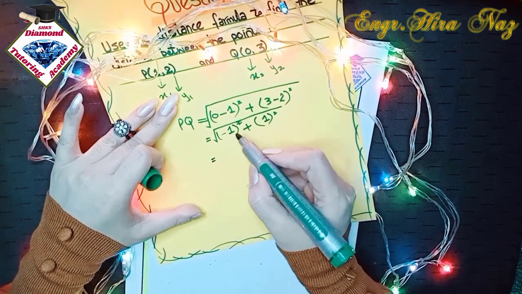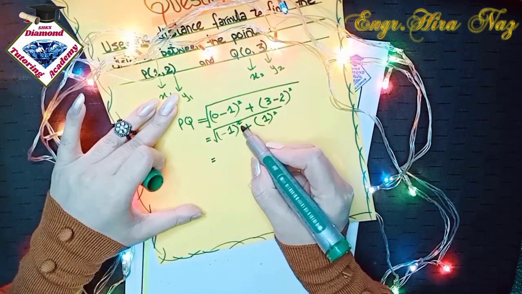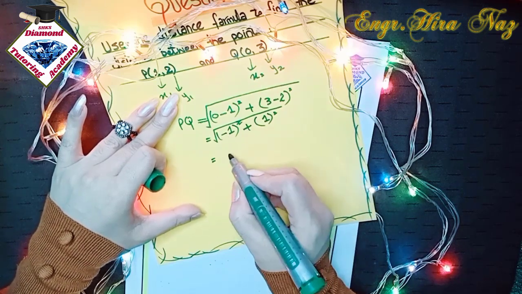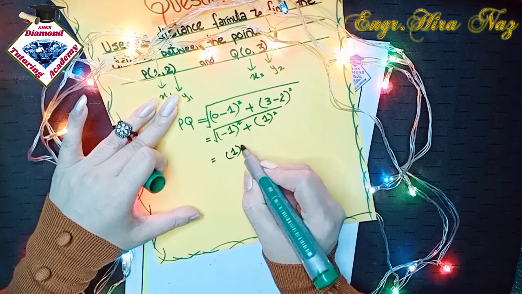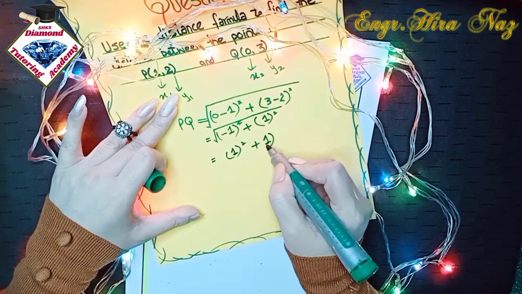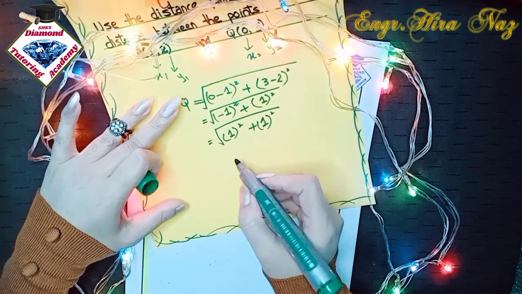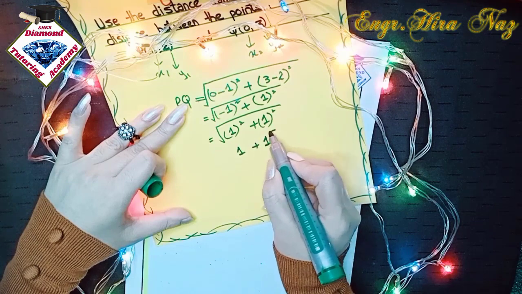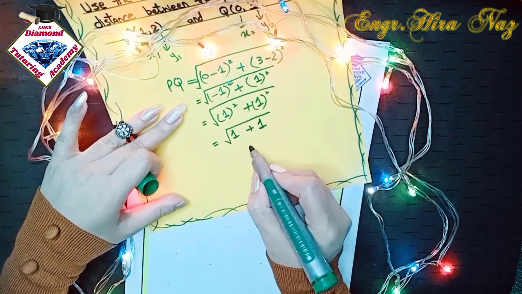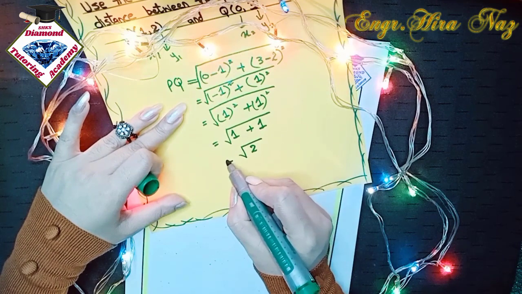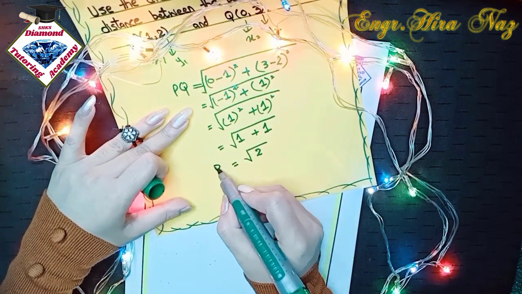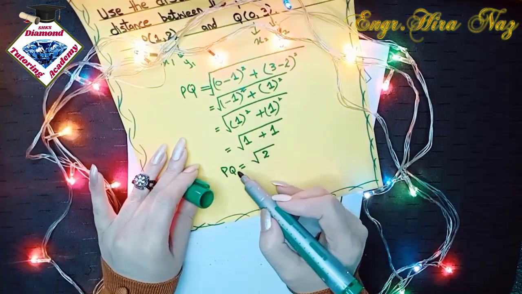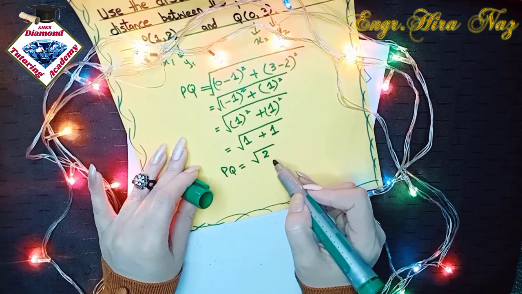Now you can see here, as we know, an even power absorbs the negative sign. So we can say here the power absorbed the sign. So we have here 1 square plus 1 square. And we know the square of 1 is always 1. So 1 plus 1 is 2. So our distance between the points P and Q is the square root of 2.